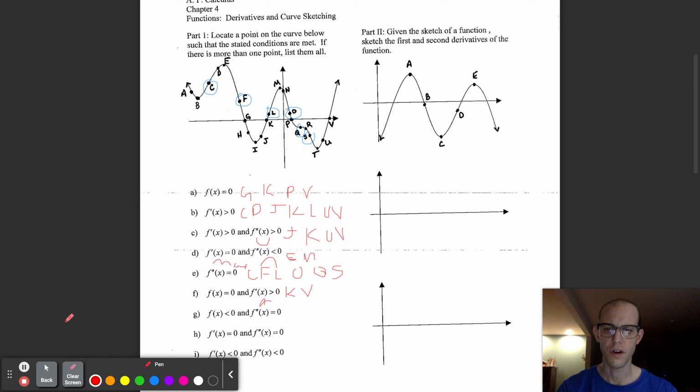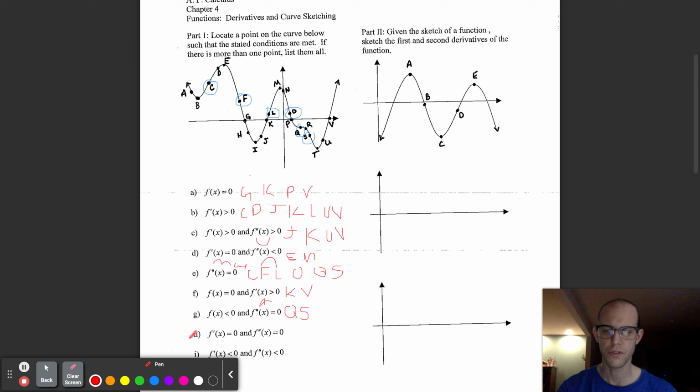G, when the original function is less than 0, so below the x-axis, and the second derivative is equal to 0, a possible inflection point. So our inflection points that would be below here would be Q and S.